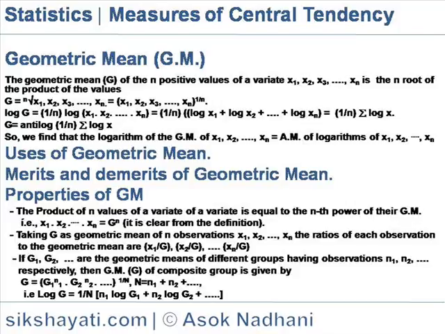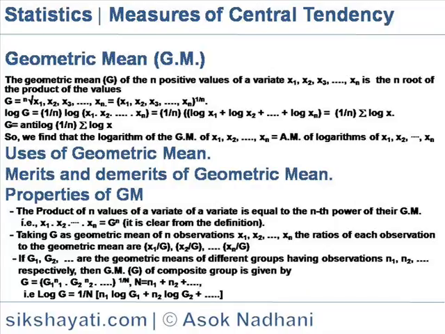Taking G as the geometric mean of n observations x1, x2 up to xn, the ratios of each observation to the geometric mean are x1 by G, x2 by G, like that, up to xn by G.